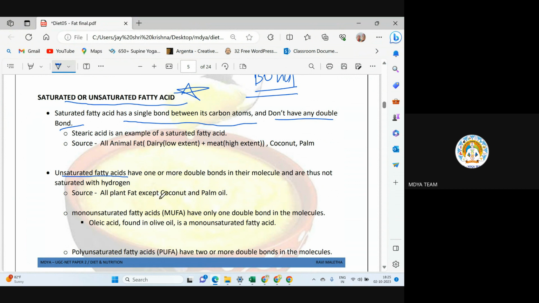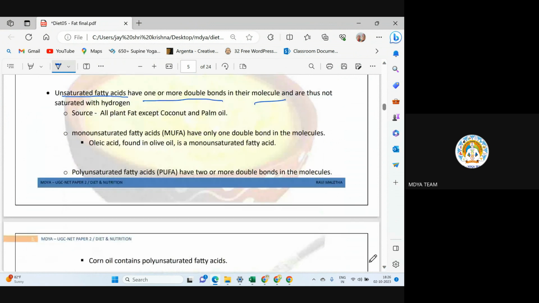Unsaturated fatty acids have one or more double bonds in their molecule. On the basis of double bonds, these are divided into two types: monounsaturated or polyunsaturated. Monounsaturated fatty acids are those which have only one double bond in their molecule. Mono means one, so there is only one unsaturation, meaning only one double bond.